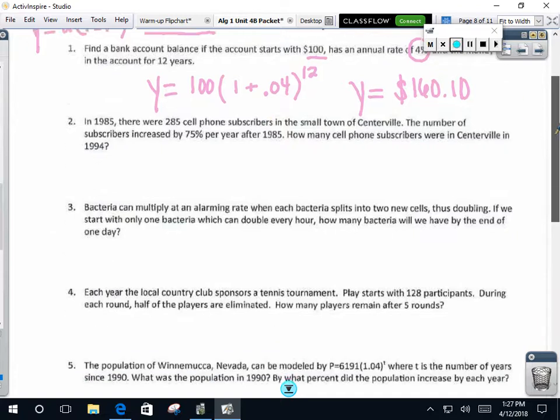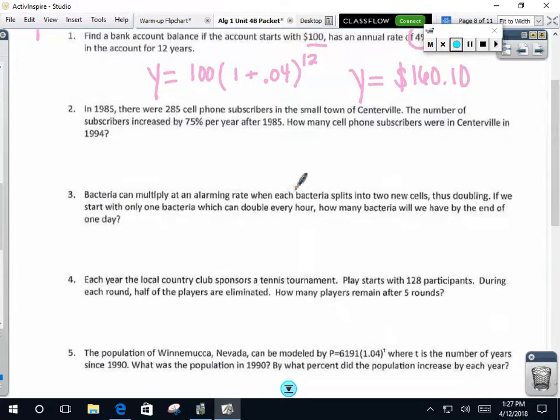All right. Number 2. In 1985, there were 285 cell phone subscribers, or users is what that means, in the small town of Centerville. Remember that this is 1985, where people didn't really have cell phones at all. Only the richest, and I don't mean anybody you know, I mean like the richest of the rich had cell phones at this point. Okay?